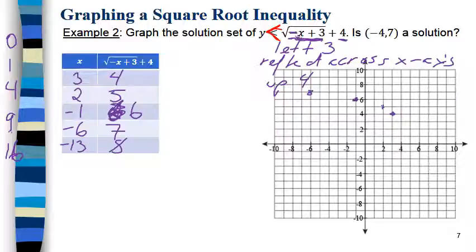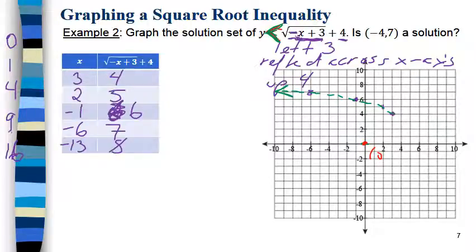But now I'm not going to draw a solid line because this is a strict inequality, which means I'm never actually going to equal this function. I'm going to get super, super close, but my solutions never actually equal that line. And the y values are less, so I'm going to pick a point underneath, down here. This is my test point.